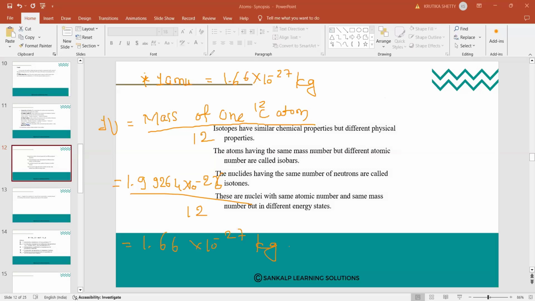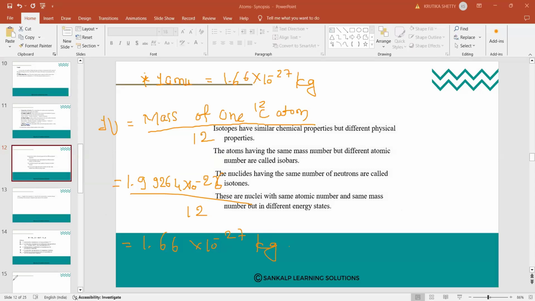They will not ask you this, it is just for your understanding. You should know the 1 AMU value, that is 1.66 into 10 to the power of minus 27 kg. So 1 U is equal to the mass of 1 carbon 12 atom upon 12, that is 1.9926 into 10 raised to minus 26 upon 12. If you simplify, you get 1.66 into 10 raised to minus 27 kg. Just you should know this value, that's it. This is in terms of kg.